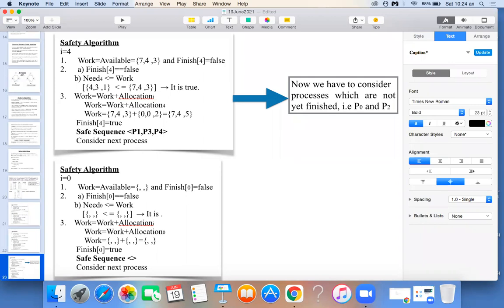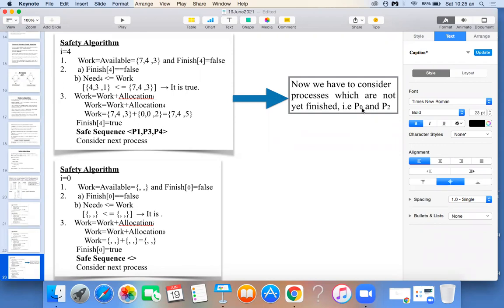Now look, all the processes are finished, right? Now what should we do? Observe what I have written here. What are the processes which are not executed so far? It is P0 and it is P2. Correct? So you can pick any process you want. In your textbook they have taken P2 first and later they have considered P0. It is left to you. You can take any process. Okay? Am I clear with this?